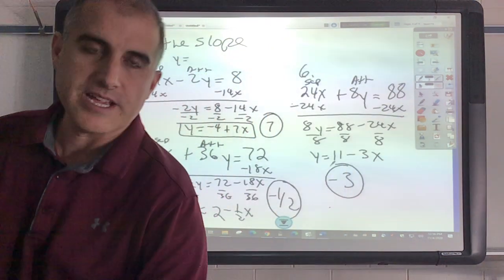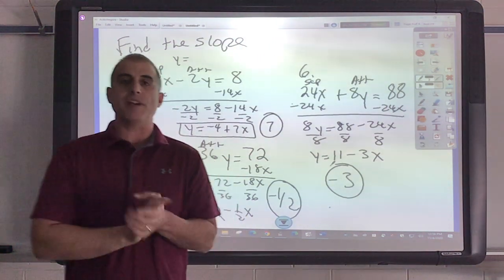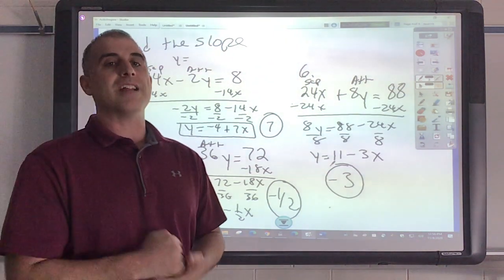Okay? So that is finding slope given the equation. Some of them are in y equals mx plus b form. Some of them are in the standard form. And some of them you've got to get into y equals form.